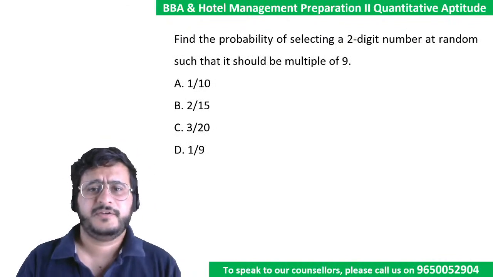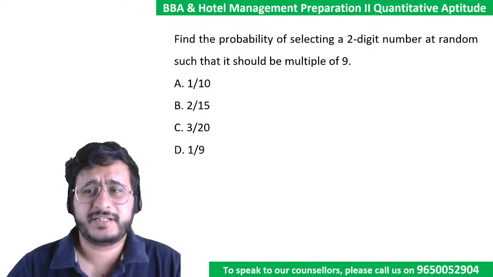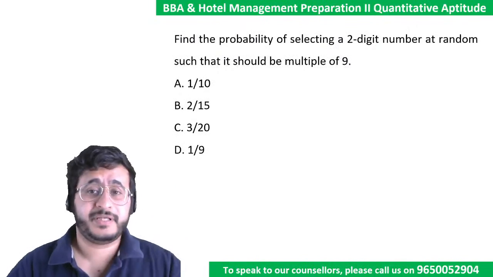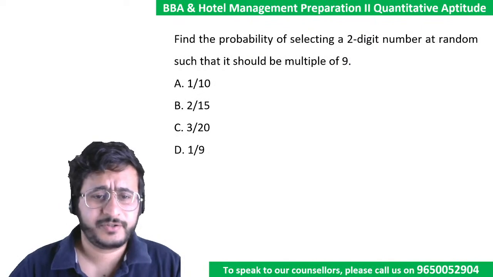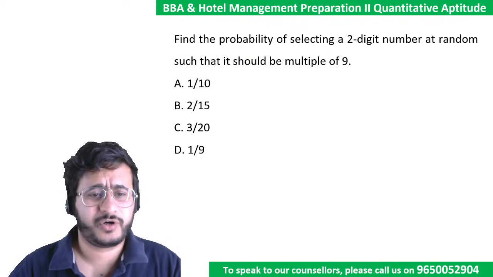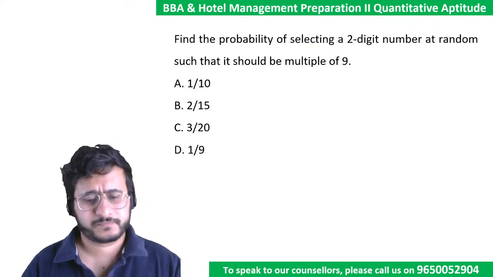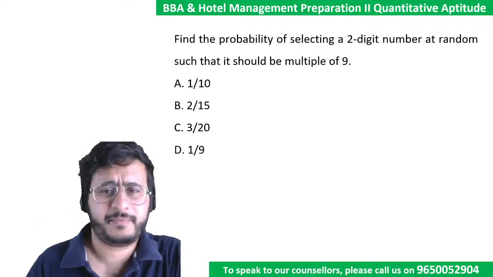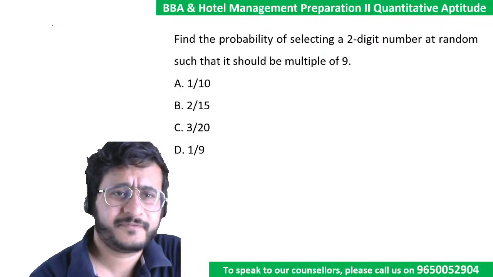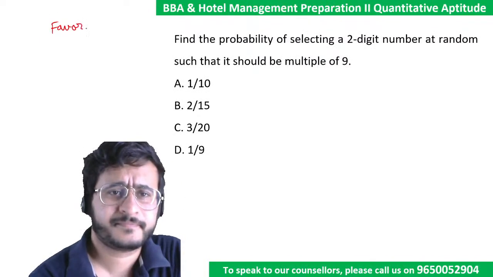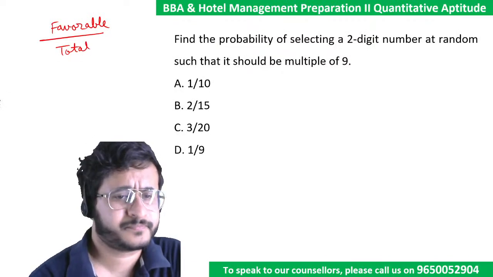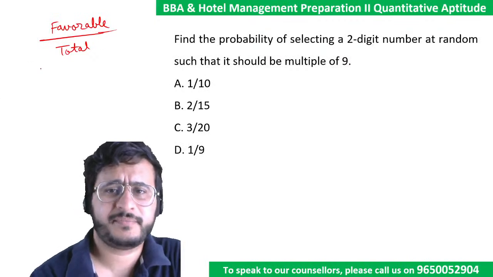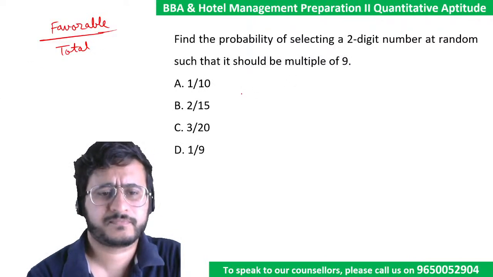Next question. Find the probability of selecting a 2-digit number at random such that it is a multiple of 9. Options: 1 by 10, 2 by 15, 3 by 20, or 1 by 9. Whenever you have a question on probability, you need to find two things. First is favorable outcomes, and second is total outcomes. So in this case, what is the number of favorable outcomes?